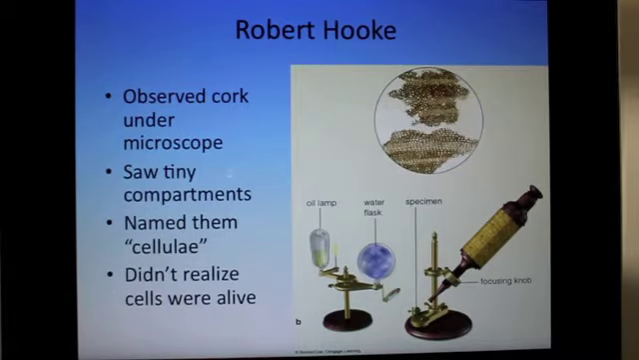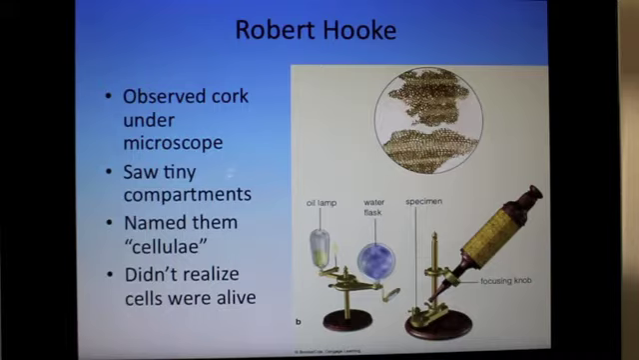So he observed cork, which is what you find in the end of your wine bottles before you open them, unless you're so cheap that you shop at Walmart. Sorry. The cheaper wines have things that are not cork on the end.